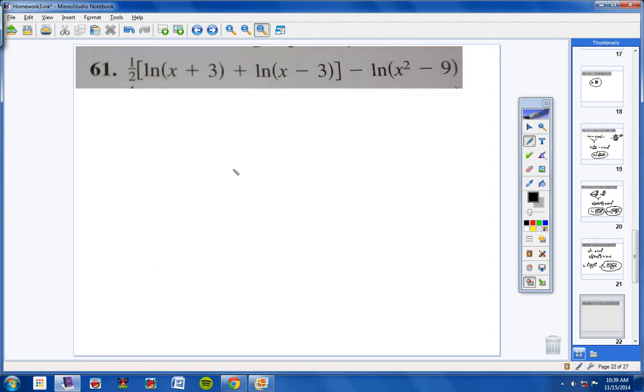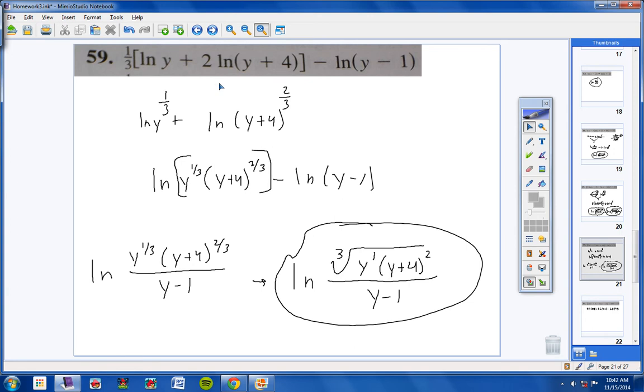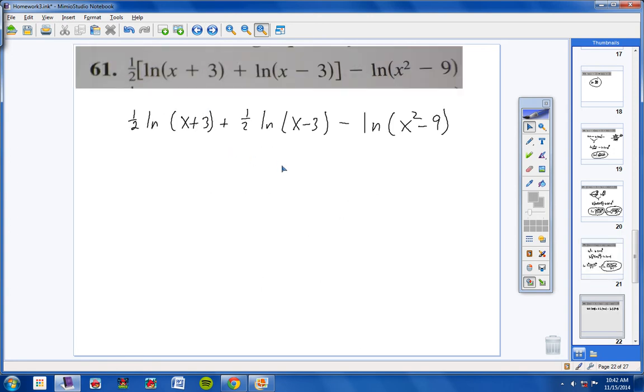Number 61. Okay, here we go. Take your 1/2 and multiply it through. So we have 1/2 natural log of x plus 3 plus 1/2 natural log of x minus 3. And then minus natural log of x squared minus 9. Okay, students, moving on to number 61. 61. Here we go. Okay, we already did. My fault. We already did all this.